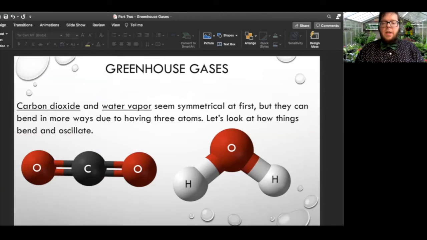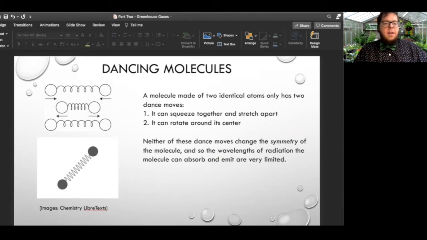Now let's take a look at these 2 guys, because you'd think, okay, here's carbon dioxide. It's nice and symmetrical. It's got an oxygen on each side of the carbon. And water is symmetrical, right? Okay, maybe it's an angle shape, but these are symmetrical shapes. Well, they can bend in more ways because they have 3 atoms. So this is where we need to look at how these molecules bend and oscillate, or as I like to say, the dancing molecules, right?